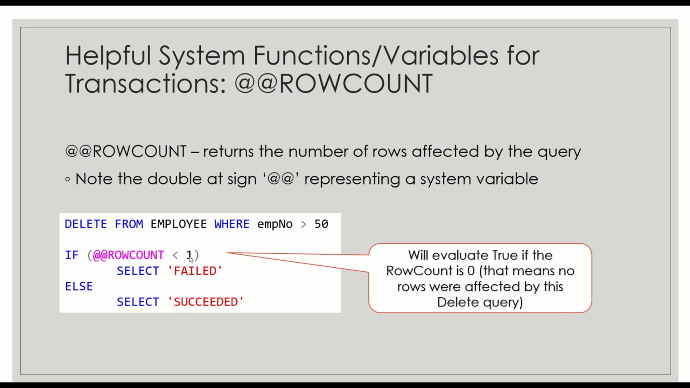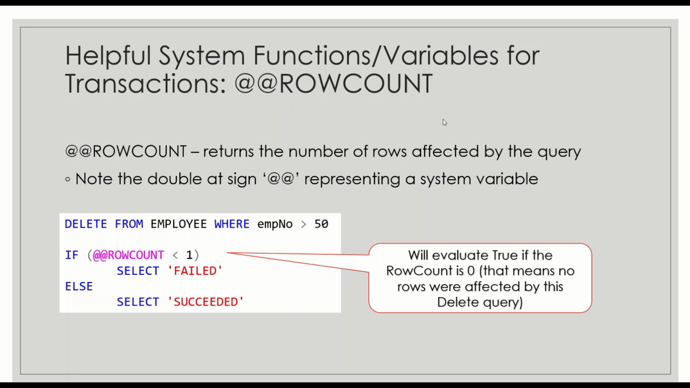Any value less than 1 tells us that 0 rows were affected by this query, which means that you tried to delete something, but nothing was actually deleted. So in that case, we would show a failed message, telling us that the delete query did not actually delete any records. Row count is very helpful for transactions because that's one way of verifying whether or not your action had the desired consequence.